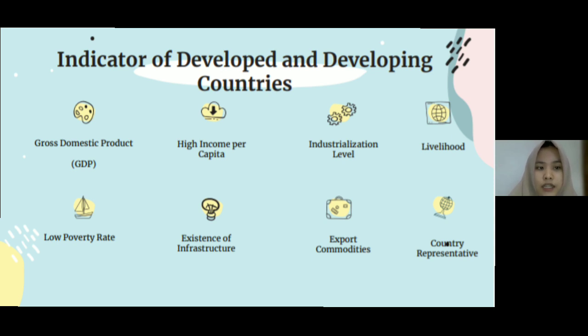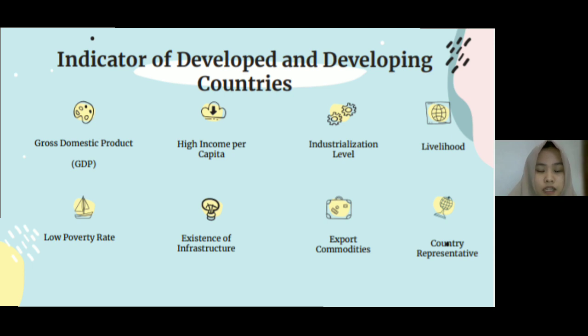And the third point is industrialization level. Developed countries are considered as countries that have a rapid industrial growth rate because their industrial activities are supported by technological advances and they strive to influence the development of their human resources to provide progress to their industrial sector. While developing countries are at a lower level, they still have a slow industrial growth rate due to the lack of modernity in technology and quality of human resources.